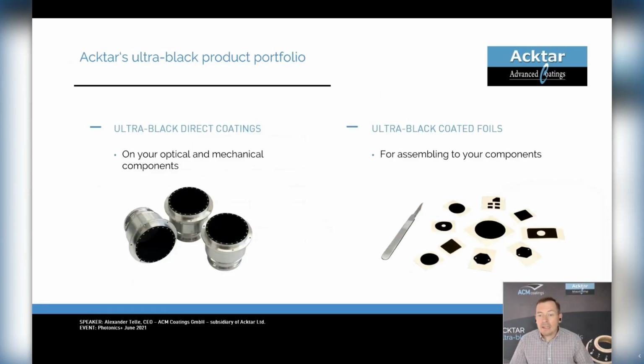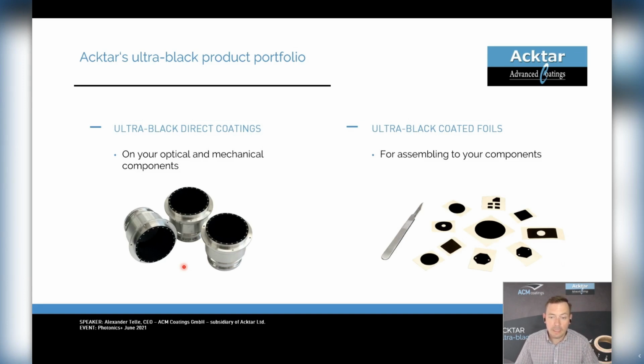So how can you make use of our technology? We have two options for you. One we call direct coating, where the coating is applied directly to a discrete component. It's done in a proprietary vacuum deposition process at our premises. And a typical example is shown here in the picture, a lens housing with quite a complex geometry.